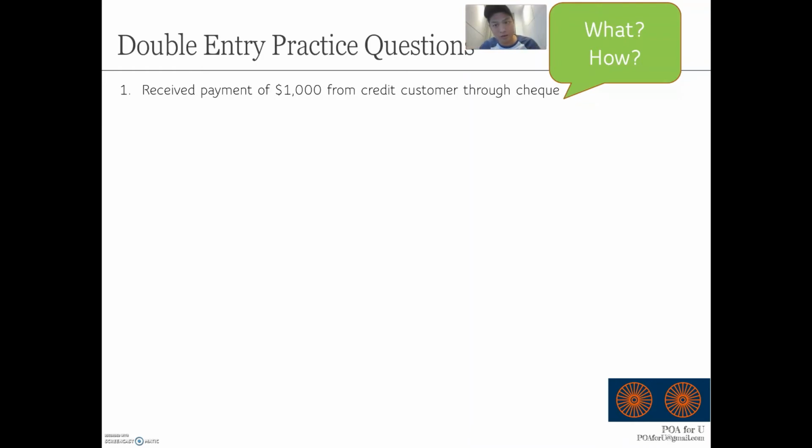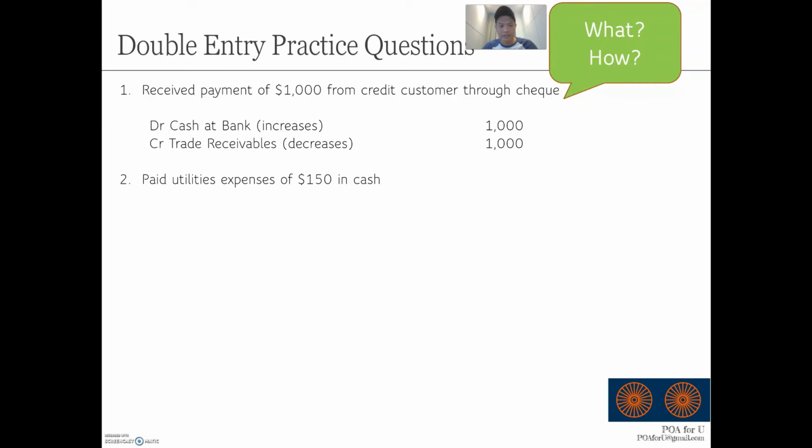So trade receivables is an asset, and if it's going down, then it's going to be credit trade receivables. So this is my journal entry. Okay, next, paid utilities, 150 in cash. Utilities, what's happening? I paid utilities. How am I doing it? In cash. So utilities is one account that I'm thinking about, and cash at bank, cash in hand is the other account, right?